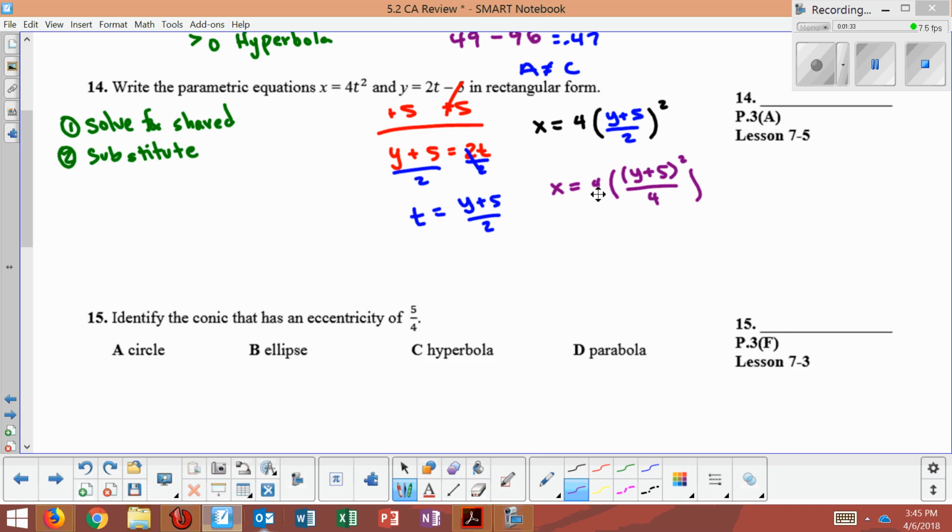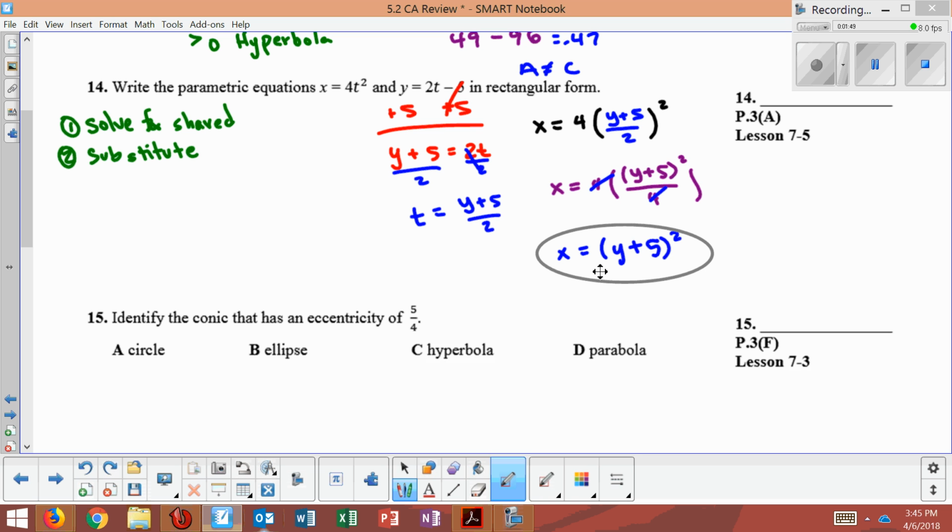So I'm going to rewrite this. And now when you multiply this by 4, this 4 is going to cancel with this 4. So all we're left with is that x equals (y plus 5) quantity squared. That should be your answer there.